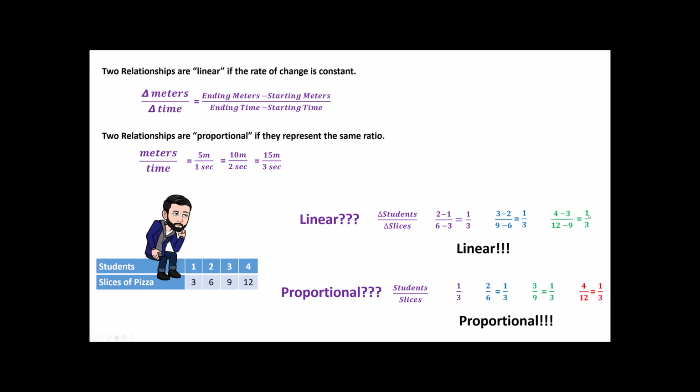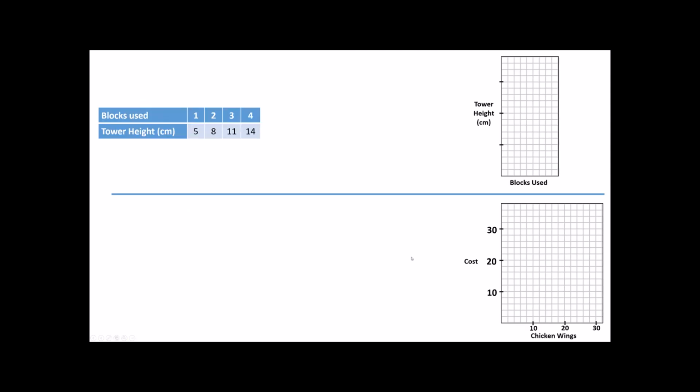Now, you may have noticed that in this case, our rate of change and each of our ratios is also the same. That does not always occur. However, whenever you have something that is proportional, you will find that it will also be linear and it will have a constant rate of change. Let's look at a couple more examples.